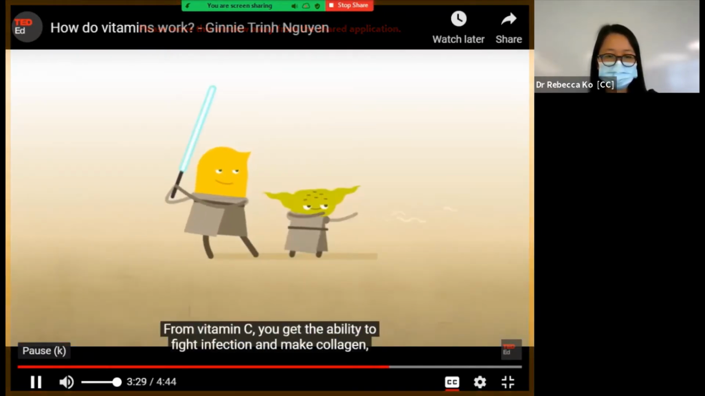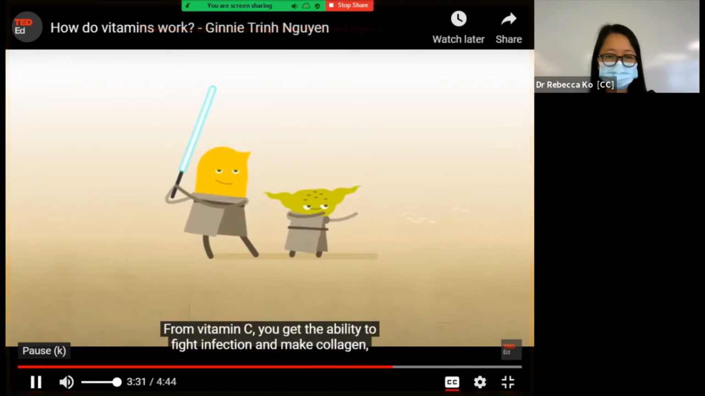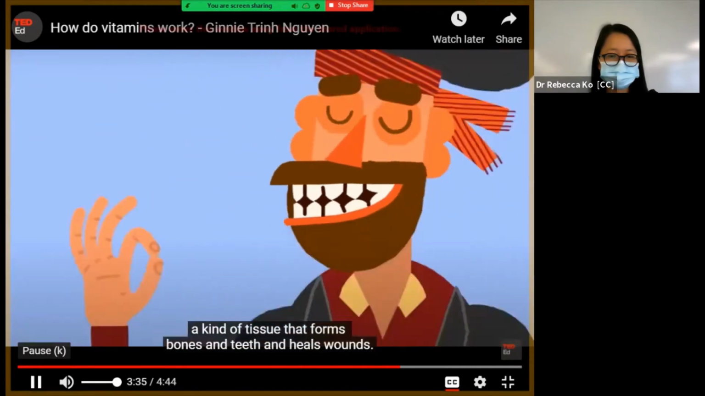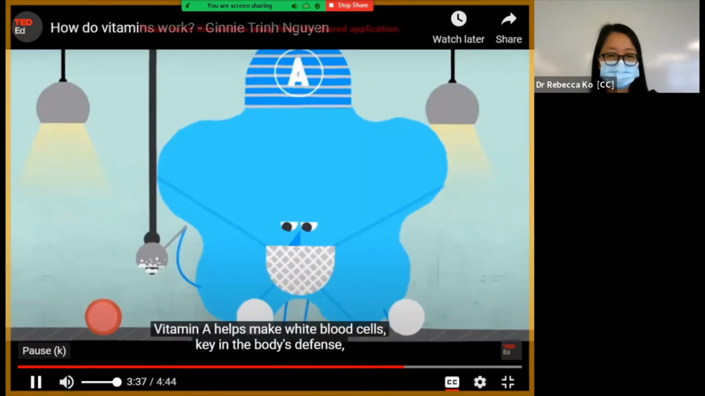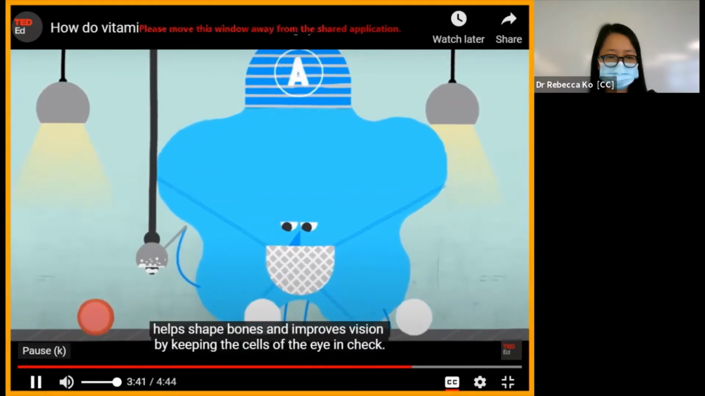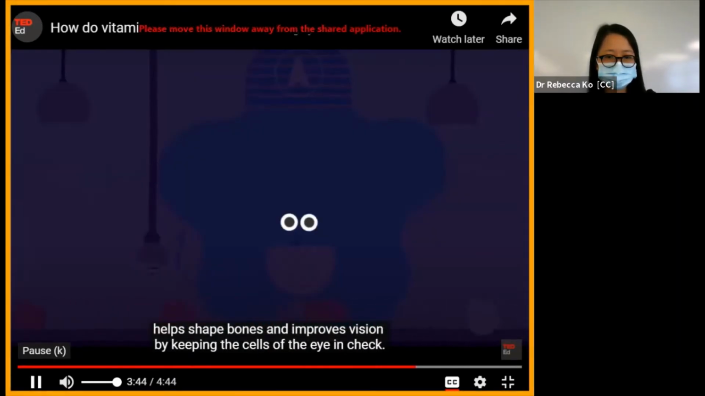From vitamin C, you get the ability to fight infection and make collagen, a kind of tissue that forms bones and teeth and heals wounds. Vitamin A helps make white blood cells, key in the body's defense, helps shape bones, and improves vision by keeping the cells of the eye in check.